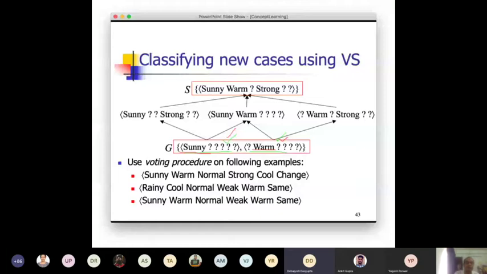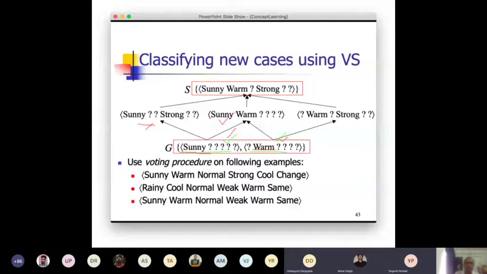This one. What about this one? Is it satisfying? No, sir. So it is not satisfying. And what about this one? Yes, sir. Satisfying.